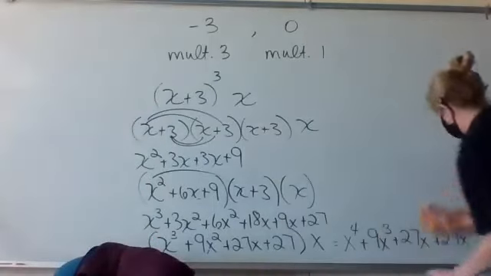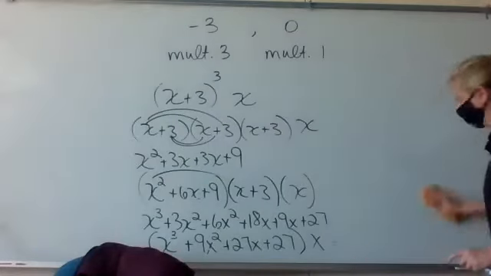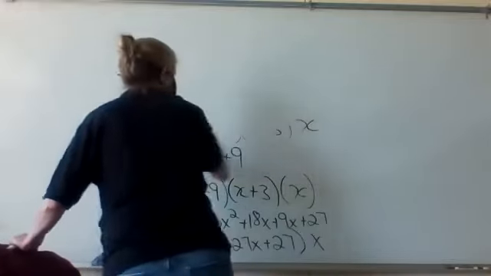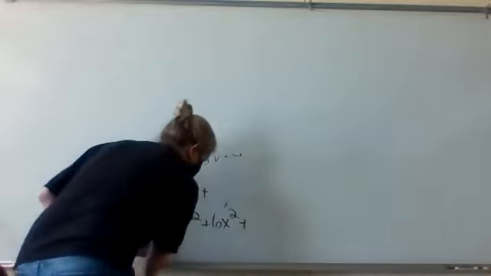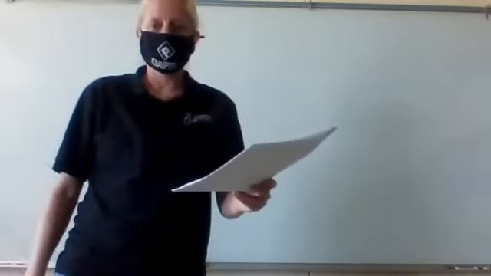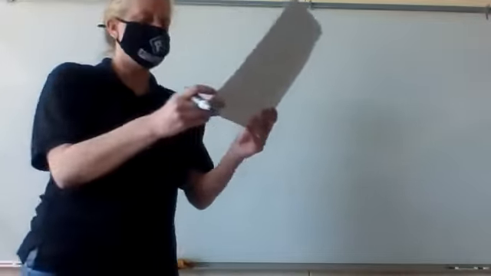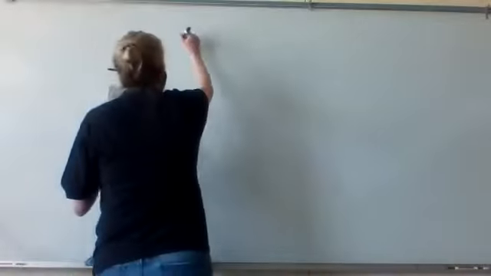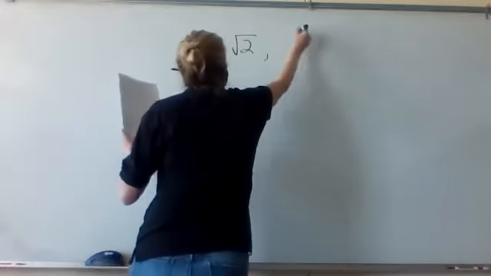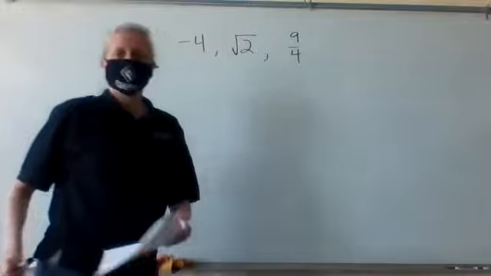It's actually a little break in this section from this. So on number 7, it says, suppose a polynomial of degree 4 with rational coefficients has the given numbers as zeros, find the other zero. So you have negative 4 is a 0, square root of 2 is a 0, and 9/4 is a 0.